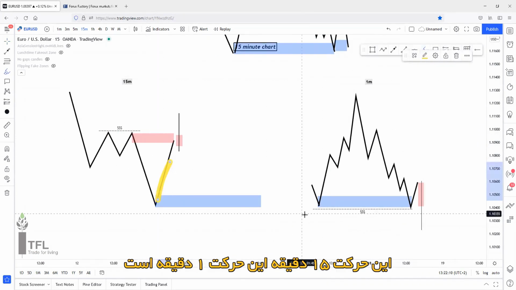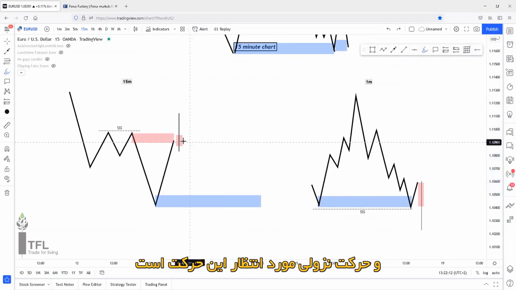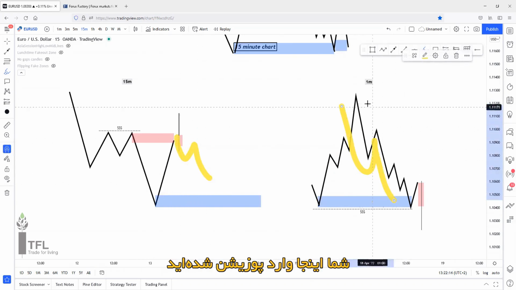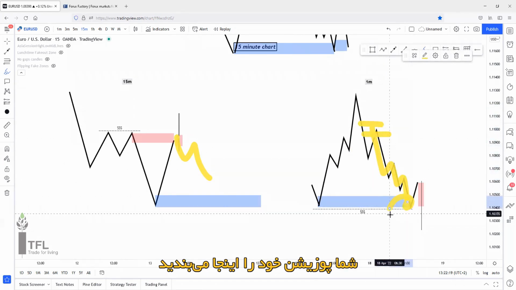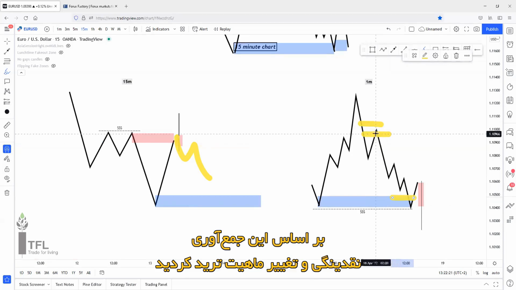This movement is this movement, and the expectational downside movement is this movement, right? So you enter in a position right here. You're riding the expectation order for the downside down to this demand zone. You close your position right here. You book your profit based on this liquidity sweeping change of character changing trade.